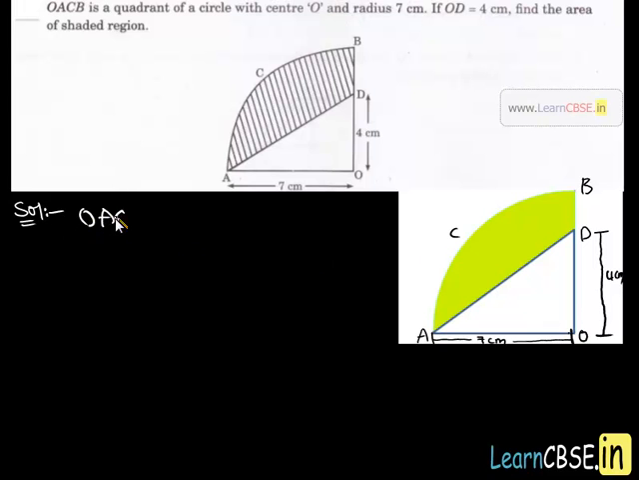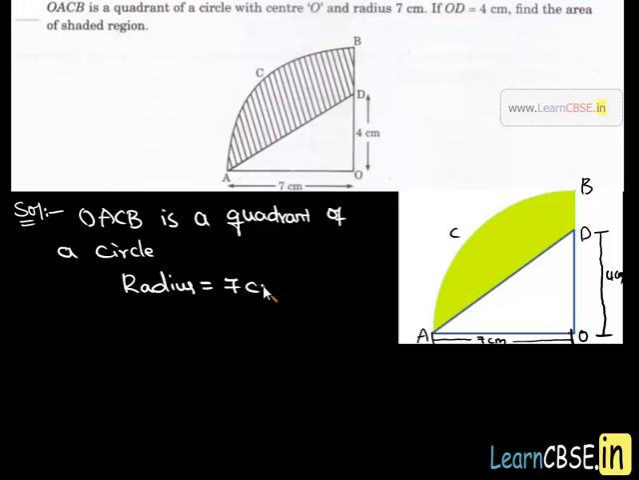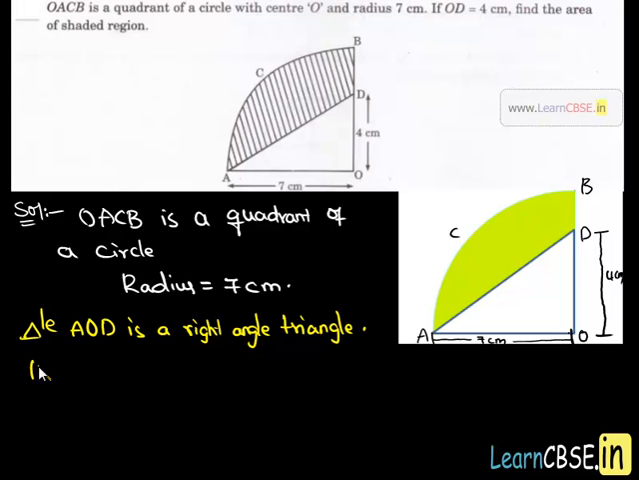Here OACB is a quadrant of a circle and the radius of the quadrant of the circle is 7 centimeters, and we also have a right angle triangle, that is triangle AOD is a right angle triangle, and the height of the triangle AOD is equal to OD, and we have given it as 4 centimeters. Similarly, base of the triangle AOD is AO, which is given as 7 centimeters.